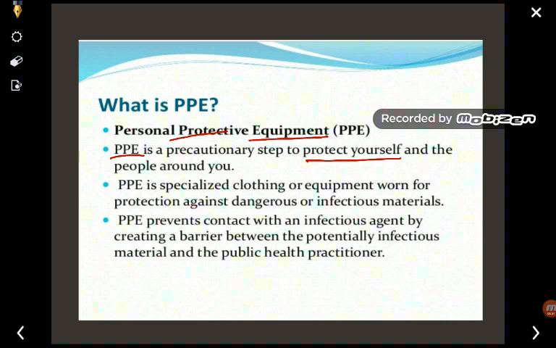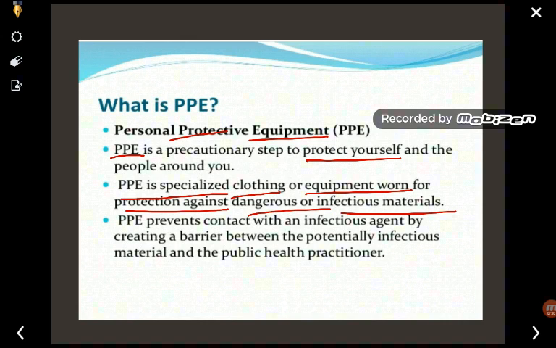Next, PPE is specialized clothing or equipment worn for protection against dangerous and infectious material. While doing certain work or profession, a person may come in contact with infectious material. In order to avoid this infectious material, PPE is worn. PPE is a special type of clothing and designed equipment worn for protection against dangerous or infectious material.